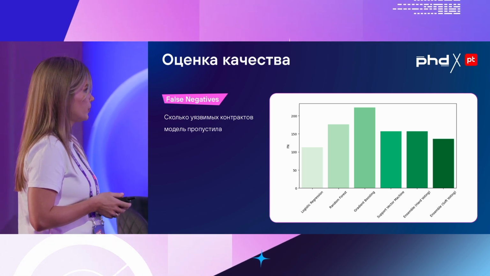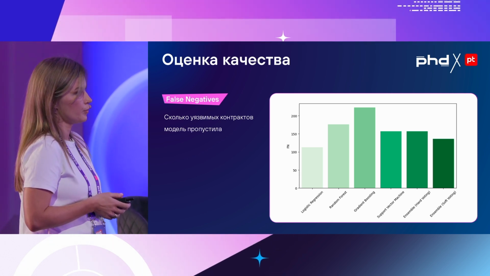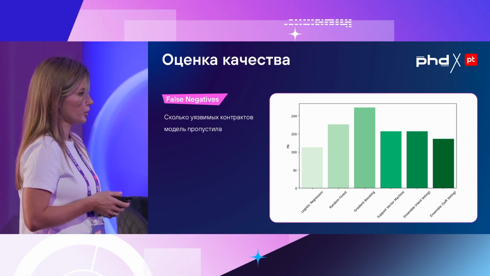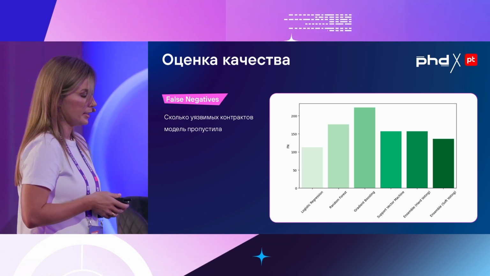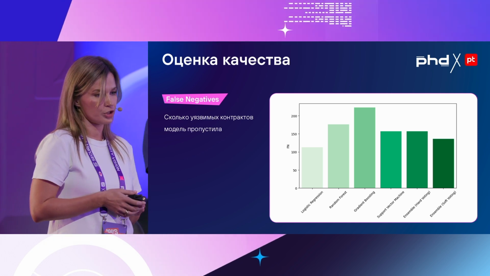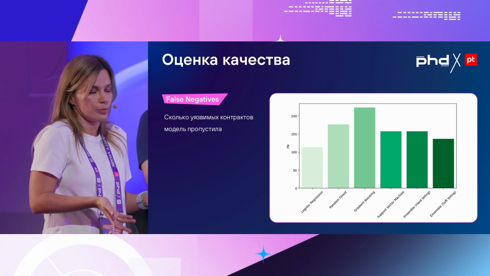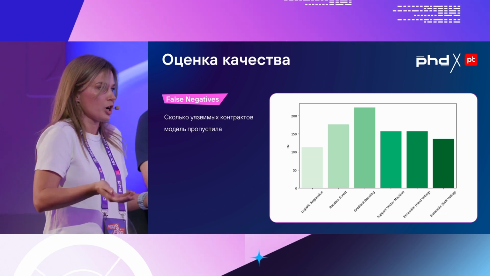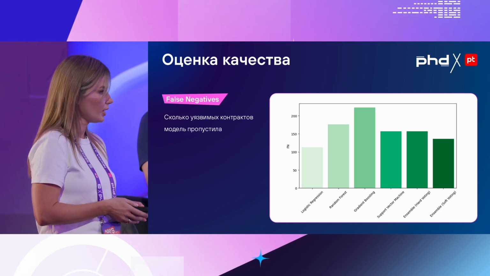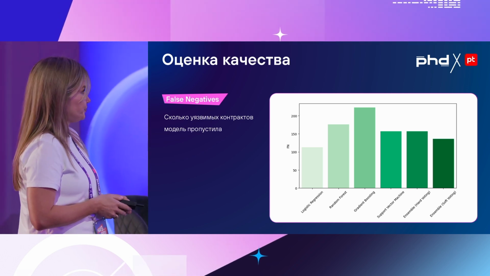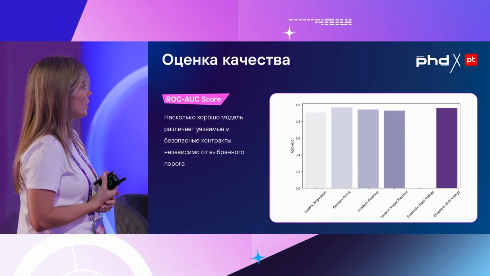After that, how many vulnerable contracts were missed? That is quality evaluation. Logistic regression showed us very well because it had a lot of false positives, but it didn't miss any vulnerable contracts. It registered all of them.